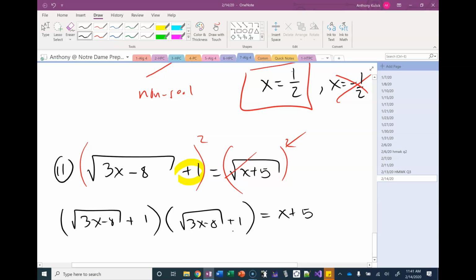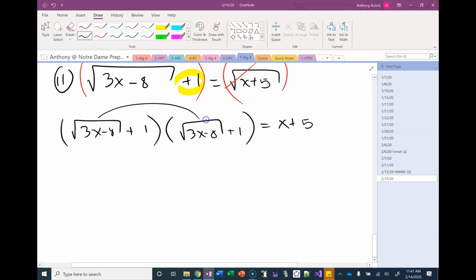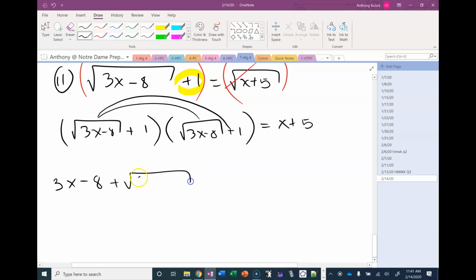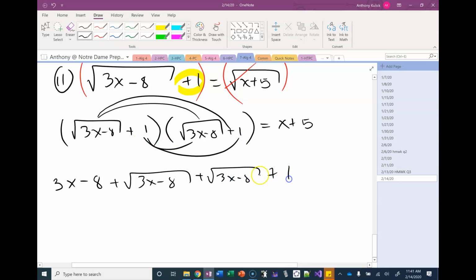Okay with that? Okay, so square root 3x minus 8 times square root 3x minus 8 is just 3x minus 8. The square root times 1 is square root 3x minus 8. 1 times the square root is square root 3x minus 8. And 1 times 1 is 1. And if I combine my like terms, I get 3x minus 7 plus 2 square root 3x minus 8.